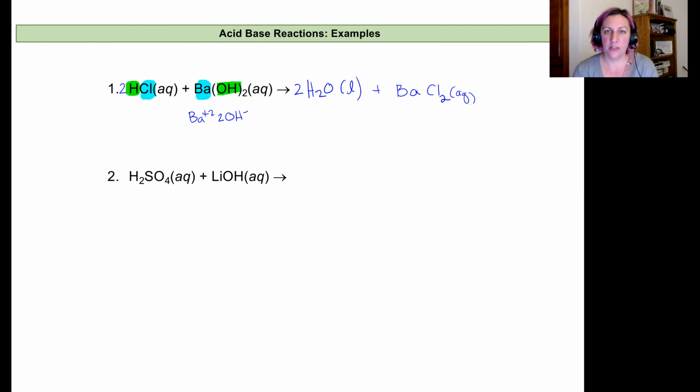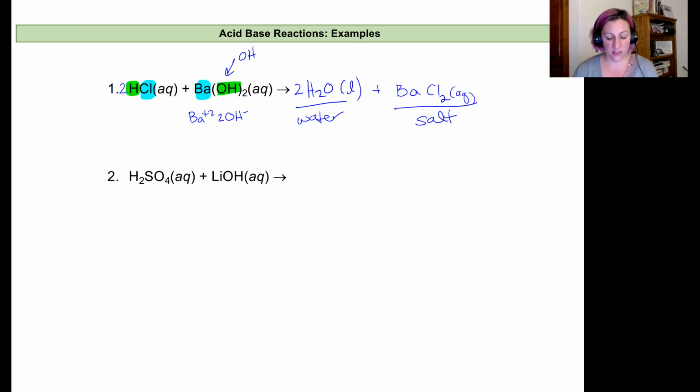Now, if I was given just this reaction and asked what type is it, the big clue that this was an acid-base reaction is that I have something that has this hydroxide ion involved in my reactants, and that I'm producing water and a salt. And that's going to be my big tip-off that this is a neutralization reaction. All right, let's look at the next one.